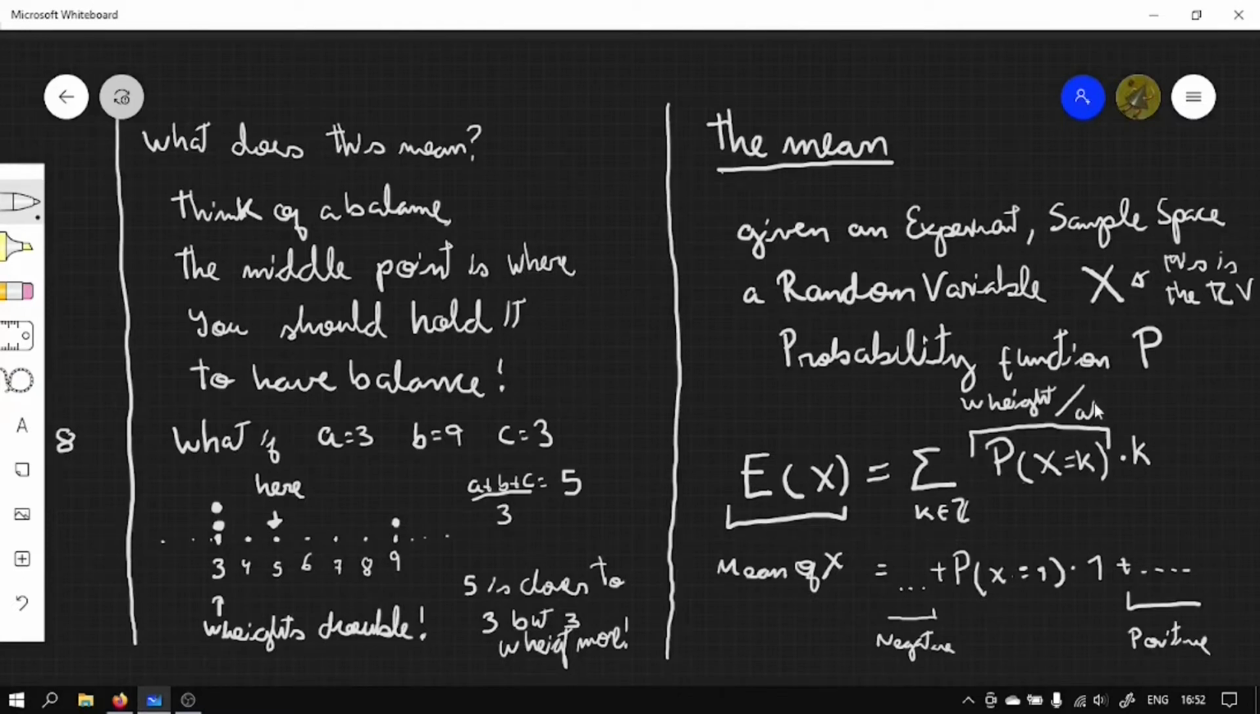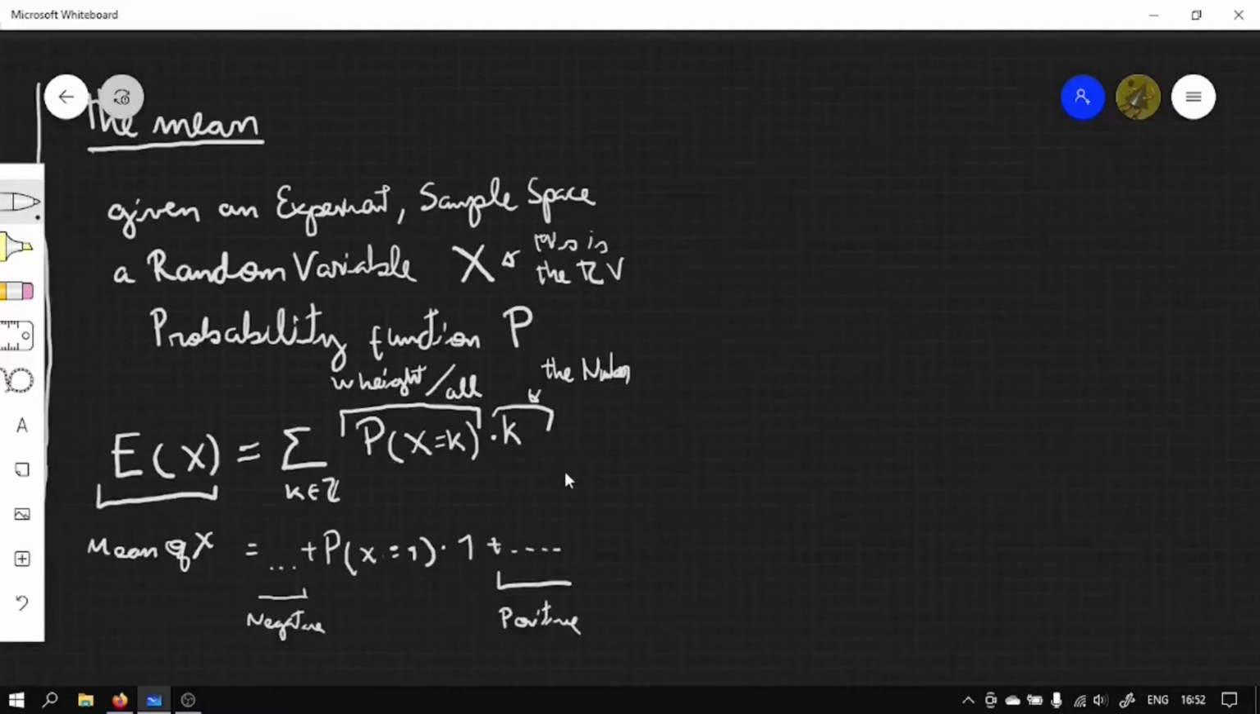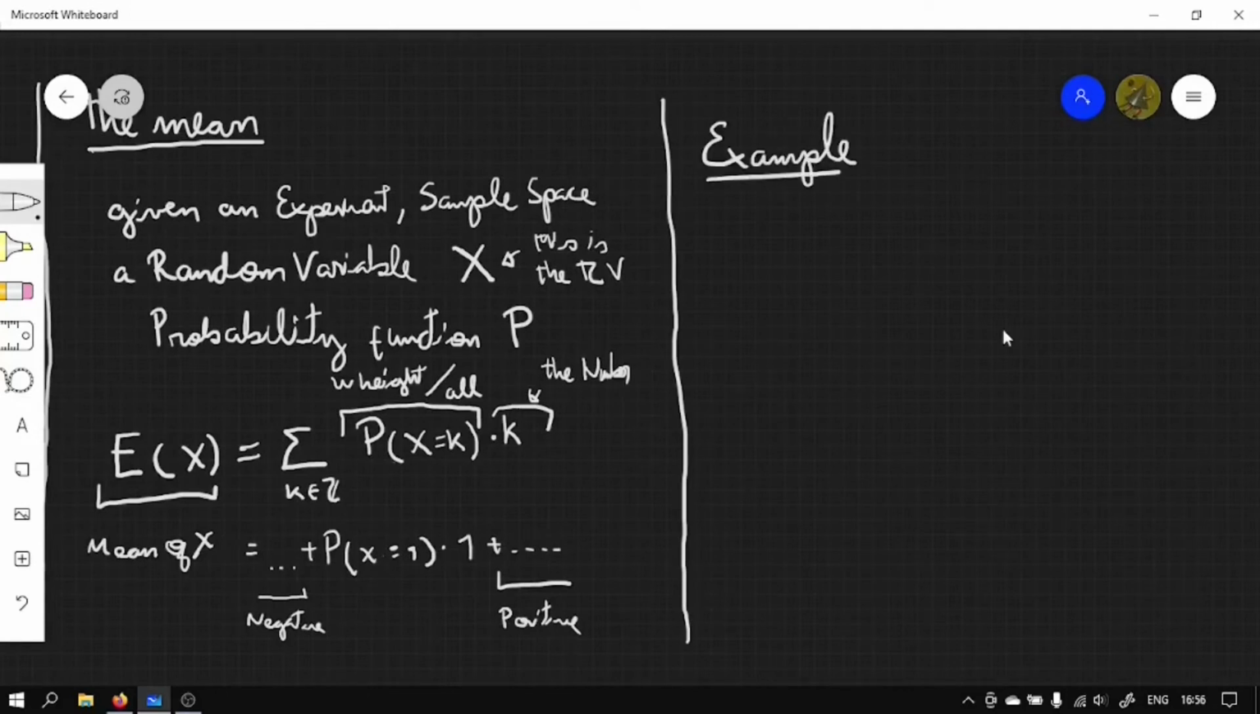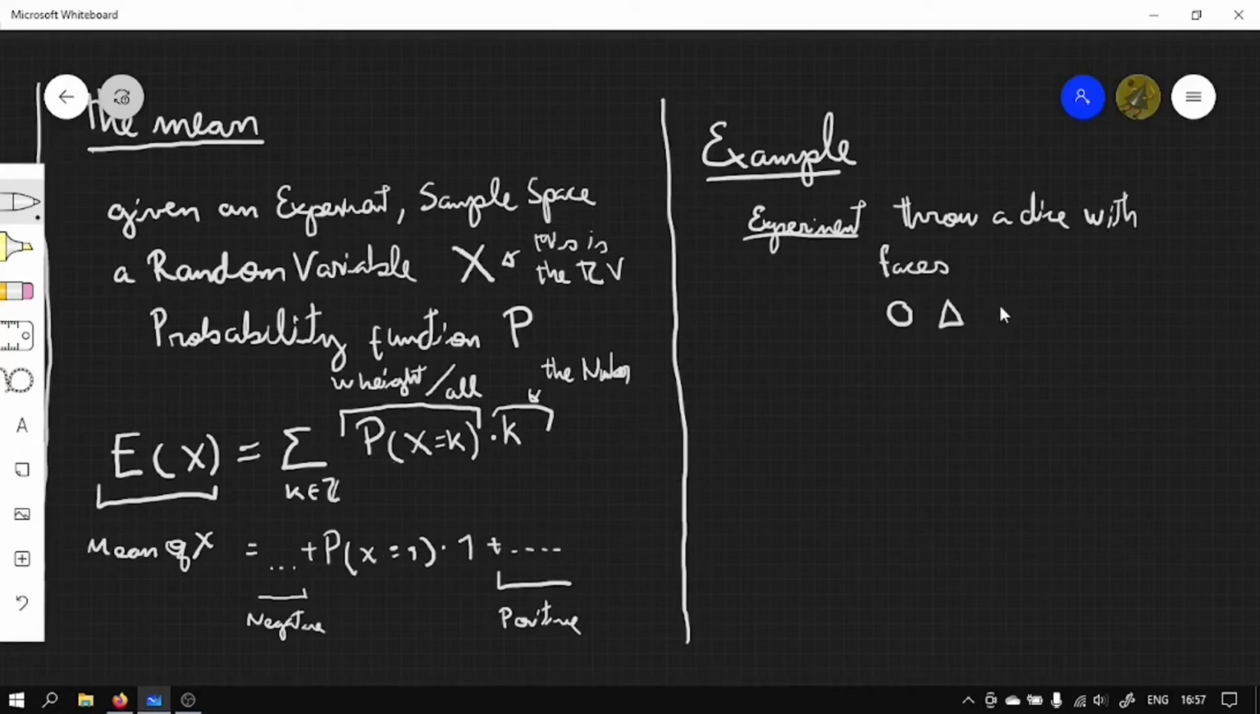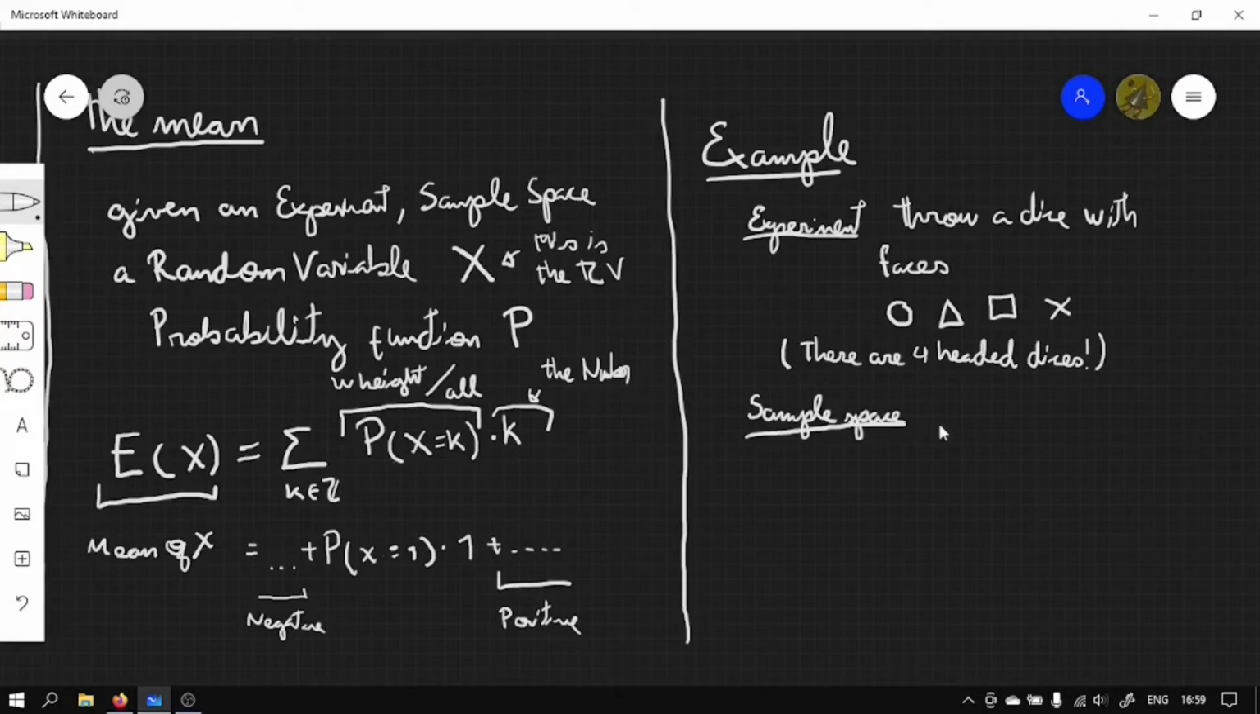So an example, let's take as an experiment, throwing a dice with special faces. The faces of the dice will be a circle, a triangle, a square, and an X, like the joystick of the PlayStation. So the sample space will be having the face of the circle up, the face of the triangle up, the face of the square up, or the X up.